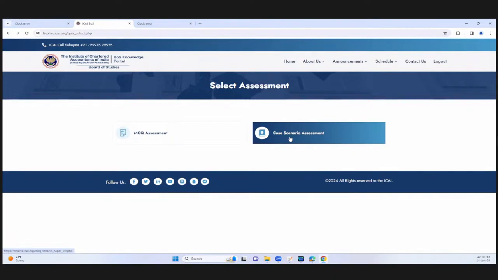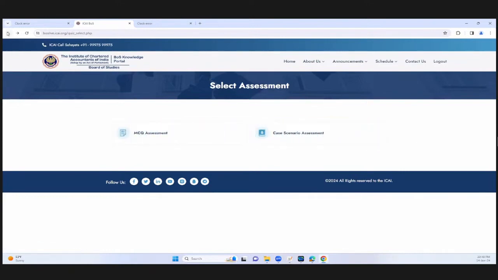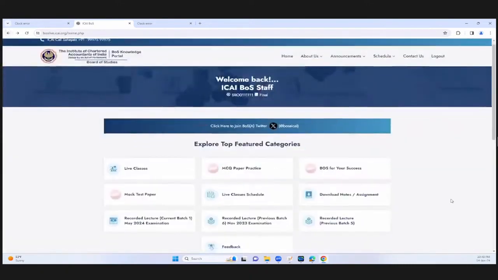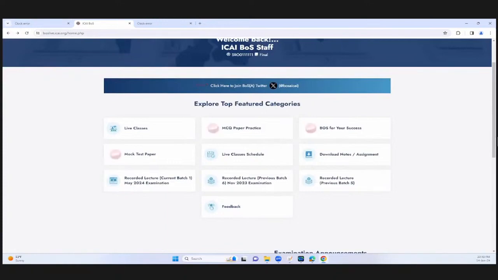So it is always advisable first to go with MCQ assessment and then to go with case scenario based assessments. Both of these will help you in preparing for the individual papers of the final paper as well as for this particular paper, Integrated Business Solution. So this also has to be done.